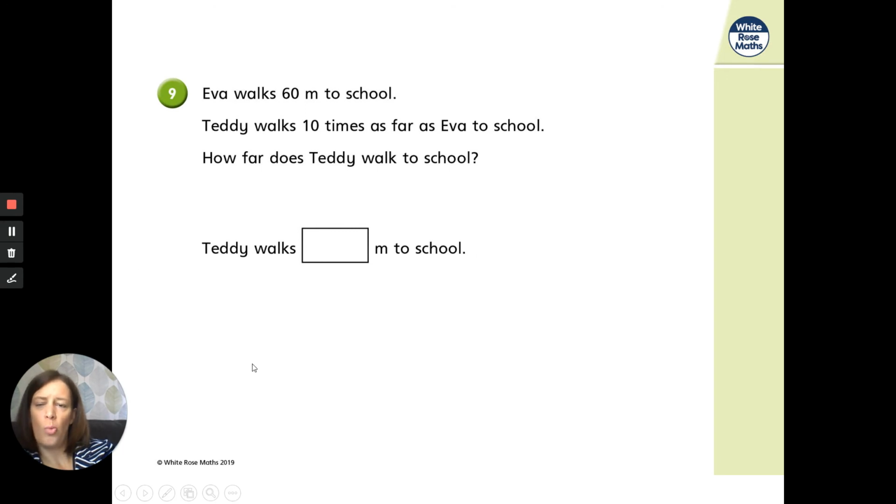Okay, let's have a look at another word problem. Eva walks 60 metres to school. Teddy walks 10 times as far as Eva to school. How far does Teddy walk? Pause the video while you work out the answer. Okay, let's check. Teddy walks 600 metres to school. 60 times 10 is 600.